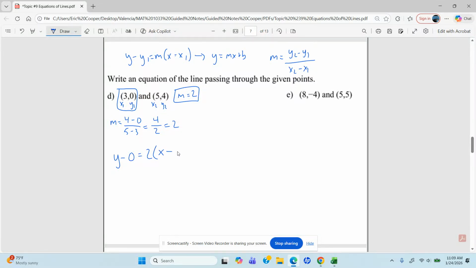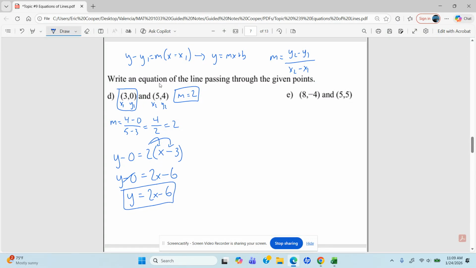2x minus 3. I'll distribute the 2 into here. 2 times x is 2x. 2 times negative 3 is negative 6. And y minus 0 doesn't really do anything, so I could just get rid of the 0. And I'm left with my answer. Y is equal to 2x minus 6.